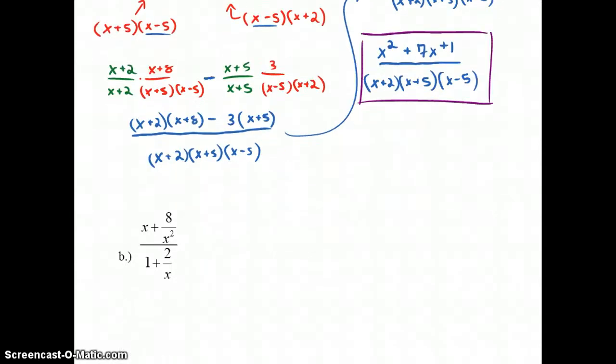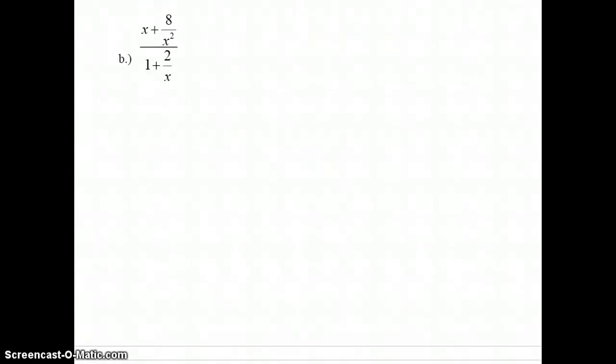The second problem. X plus 8 over x squared, over 1 plus 2 over x. This problem by no means looks simple because I've got fractions in fractions. But hopefully I can deal with those on their own. So let's start with the top. This top fraction, well, I'm going to find a common denominator in there. The denominator should be maybe x squared, so I will multiply by x squared over x squared. That gives me x cubed on the top over x squared, plus 8 over x squared.